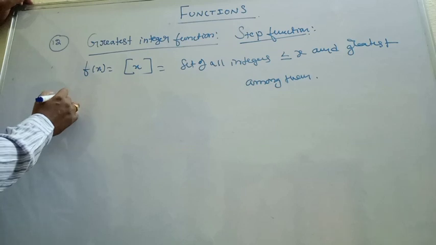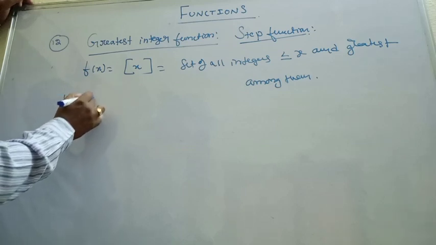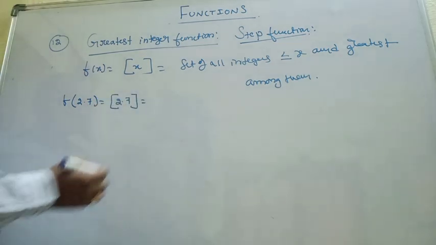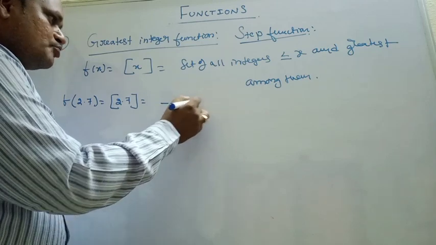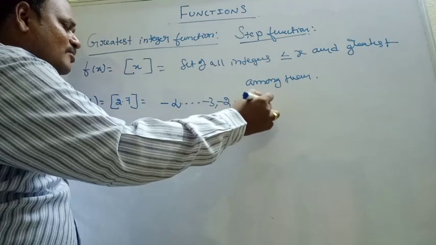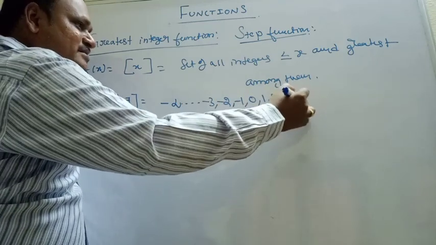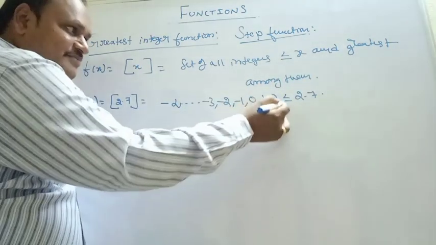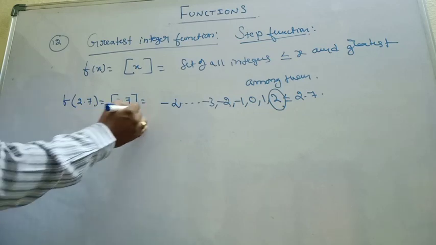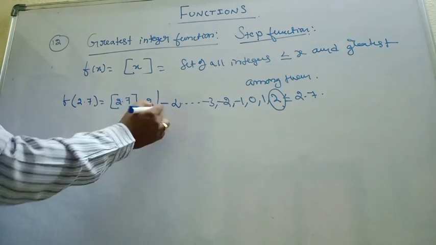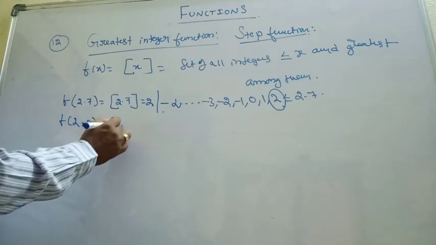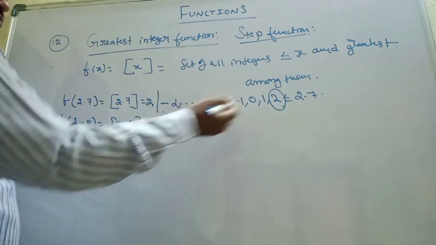Now let us try to understand this. For example, if I have f(2.7), this is the greatest integer function of 2.7. How will we get this? All integers lesser than or equal to 2.7, that means minus infinity, and so on, up to minus 3, minus 2, minus 1, 0, 1, 2. They are all lesser than or equal to 2.7. And the greatest among them is 2. Therefore, the greatest integer function of 2.7 is nothing but 2. In the same way, f(2.8), the greatest integer function of 2.8, is also 2.